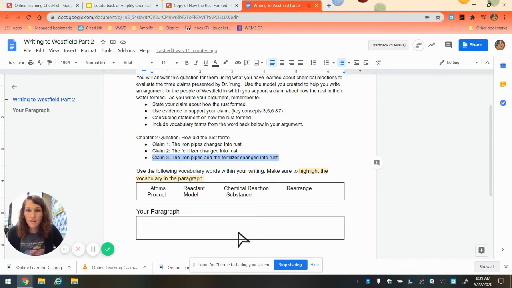Now, to use evidence to support your claim, you want to use key concepts 3, 5, 6, and 7. So you want to explain how the rust was formed from the iron pipes and fertilizer using these key concepts.